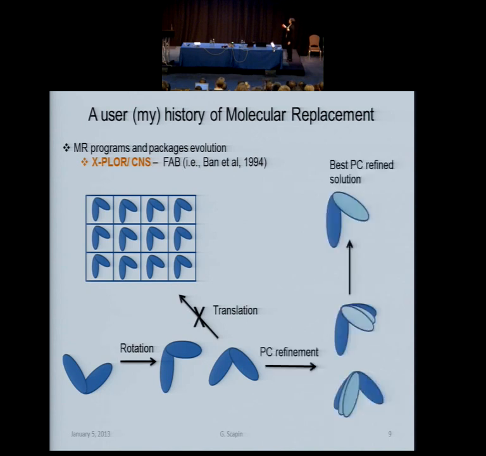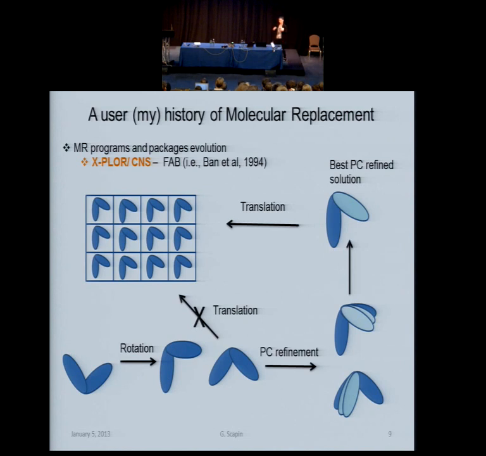What the PC refinement does is adjust the relative position of the 2 domains and generate a model that eventually will give us a perfect translation. I used this program many, many times. It gave me some great successes, some great failures, like everything. One thing about CNS or Explore is that it was very, very, very slow.